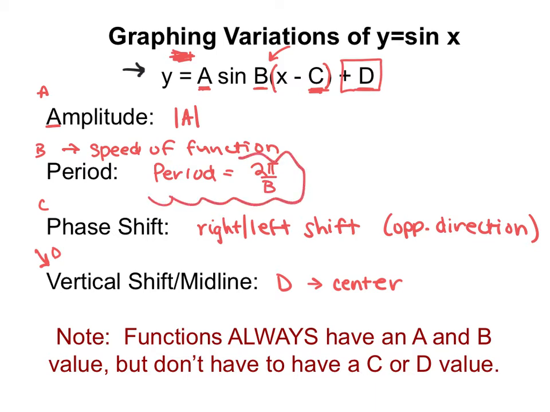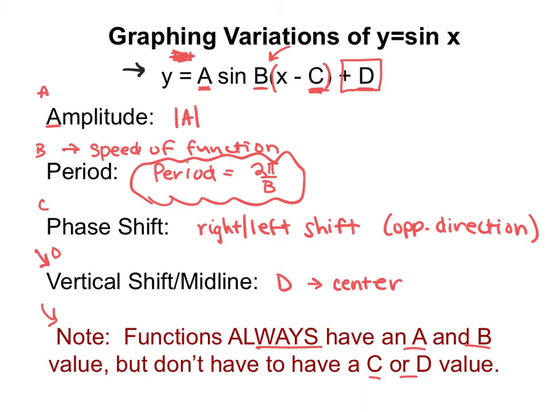So this one right here we actually have to do calculations with. It's quite simple, but this is commonly forgotten. And take note of what it says down here. Functions always have an A and a B value, but they do not have to have a C or a D, so those could be 0.